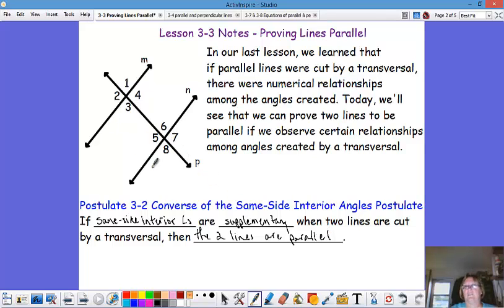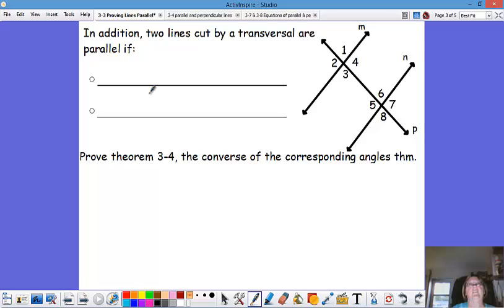So notice there are no parallel markings on this picture, but this postulate says if we look at angles 3 and 5 and find that they're supplementary, then we're justified in putting the parallel marks there. But today it's all about the converse, proving whether or not two lines are parallel. There are two additional ways, as you can well imagine, to tell whether two lines cut by a transversal are parallel. So these are the next two theorems. This one is going to be theorem 3.4, and this one will be theorem 3.5.